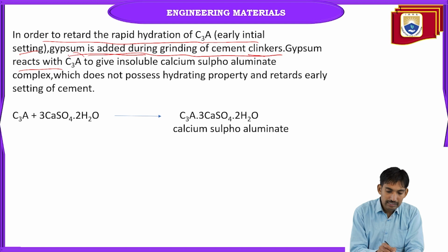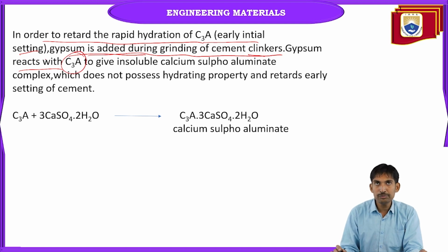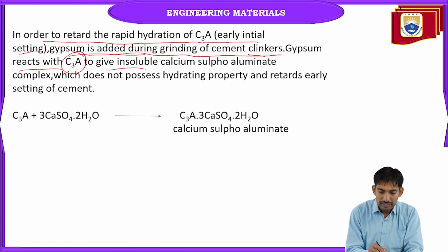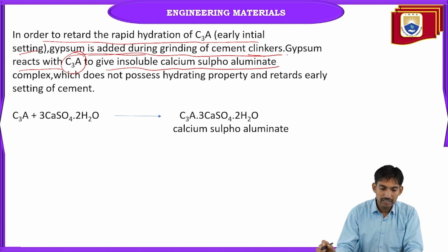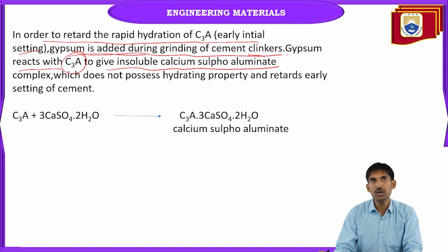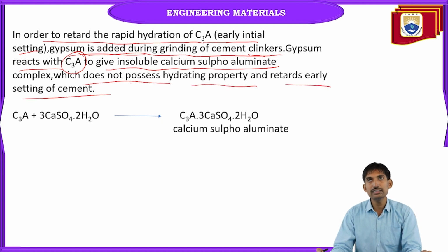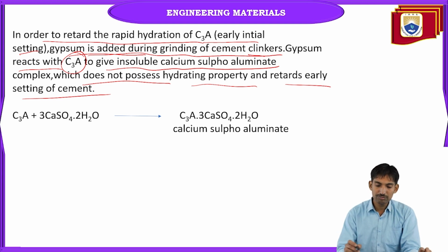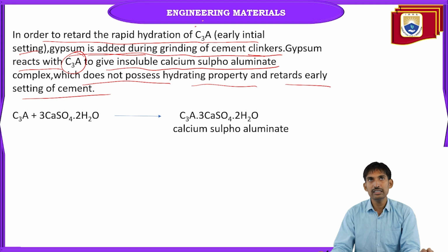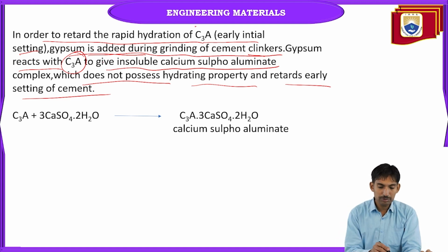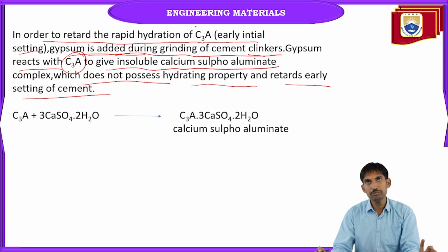Gypsum reacts with the tricalcium aluminate to give insoluble calcium sulfoaluminate complex, which does not possess hydrating property and retards early setting of cement. It prevents the early setting of the cement. So, in order to retard the rapid hydration of tricalcium aluminate and stop the early initial setting, gypsum is added during the grinding of the cement clinkers.